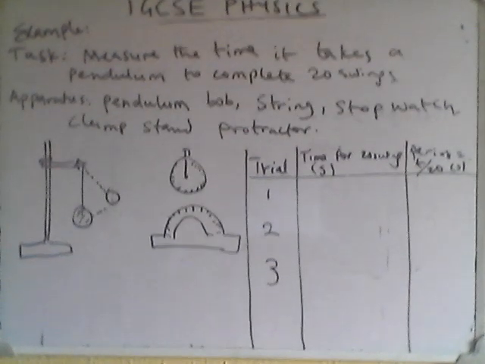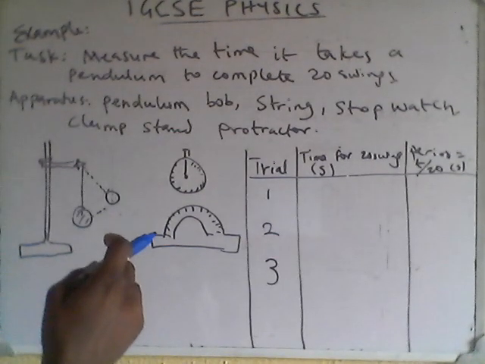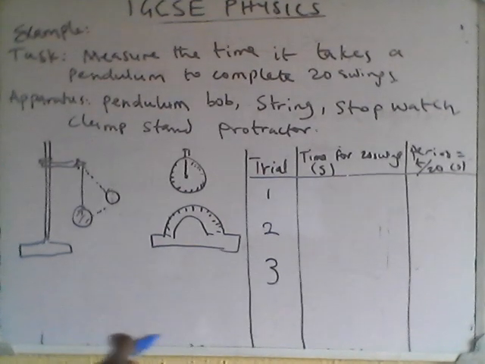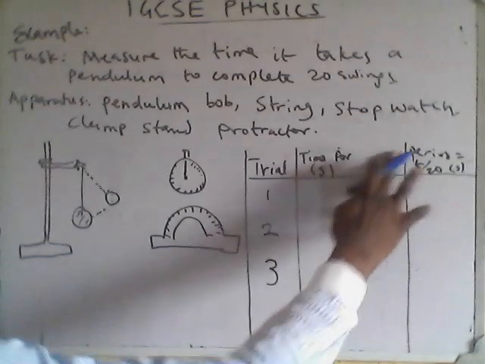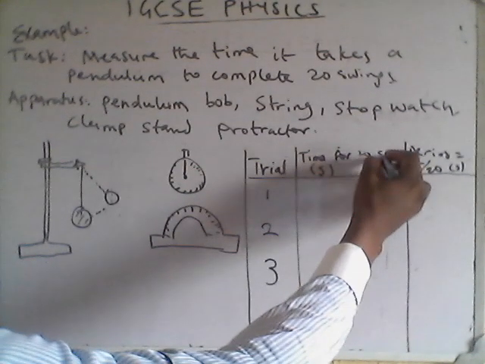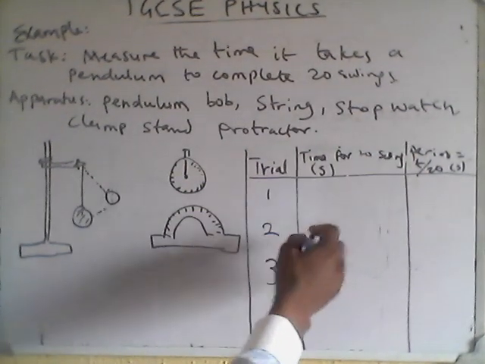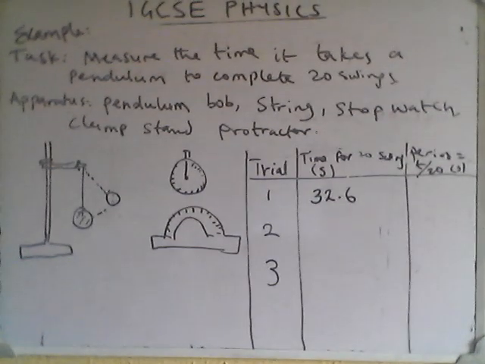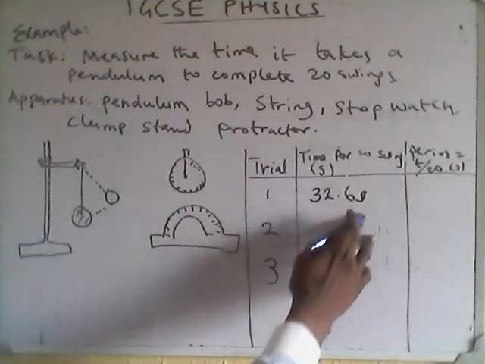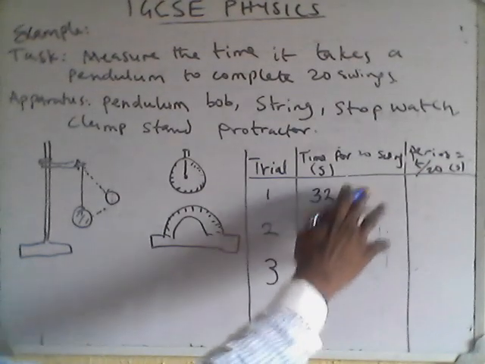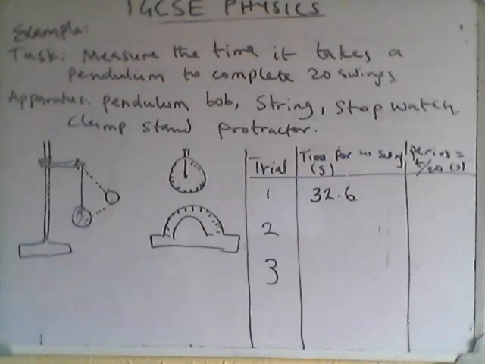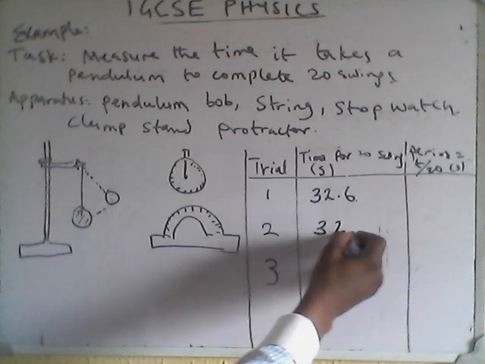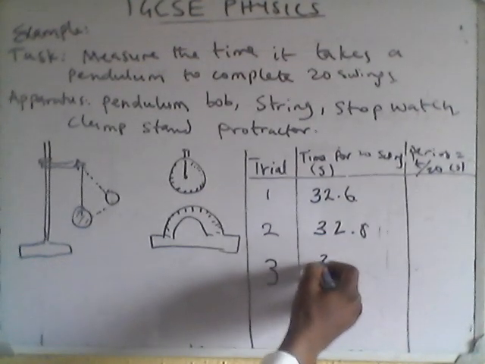When I did the first one, what was the time duration for 20 swings? What was the time I measured? Let's say I measured 32.6 seconds. I'm not going to be putting seconds here again, because I have seconds in the heading of my table. Second trial, I have 32.8. Third trial, I have 32.7.